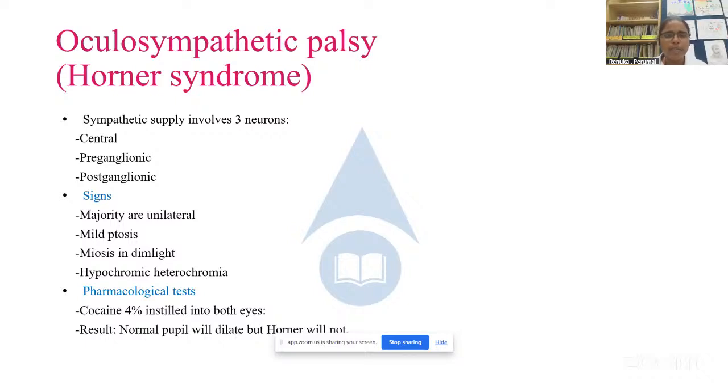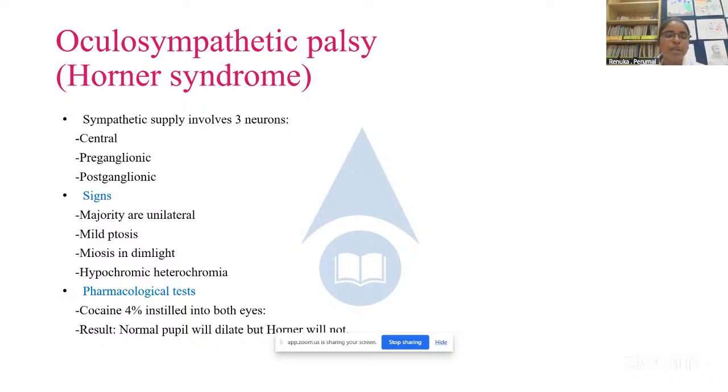Next, we will be seeing oculosympathetic palsy, which is nothing but Horner syndrome. The sympathetic supply involves three neurons: central, preganglionic, and postganglionic. The first is the central neuron, which initiates the sympathetic outflow from the brain to the spinal cord. Next is the preganglionic neuron, which relays the signals from the spinal cord to the peripheral ganglion. Next is the postganglionic neuron, which carries the final relay to the target structures in the eye and the face.